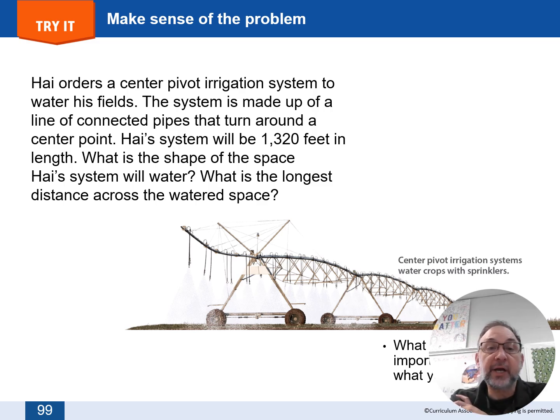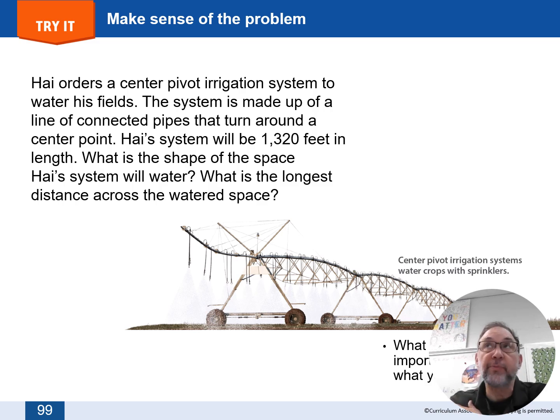All right, so on page 99 it says, Hi orders a center pivot irrigation system to water his fields. The system is made up of a line of connected pipes that turn around a center point. Hi's system will be 1,320 feet in length. What's the shape of the space Hi's system will water? And what's the longest distance across the watered space?